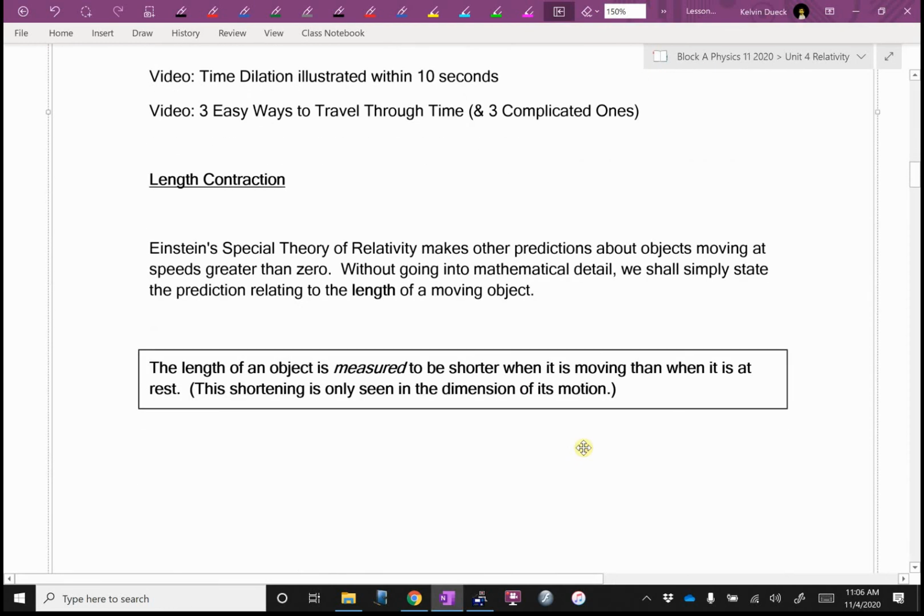Pick your pencils up. Let's keep going. Einstein predicted not only does weird stuff happen with time, weird stuff happens with lengths. We have something that we call length contraction. Einstein's special theory of relativity makes other predictions about objects moving at speeds greater than 0. This one, I'm not going to do a mathematical proof, but he proved this. The length of an object will be measured to be shorter when it's moving than when it's at rest. This shortening is only seen in the direction of its motion.